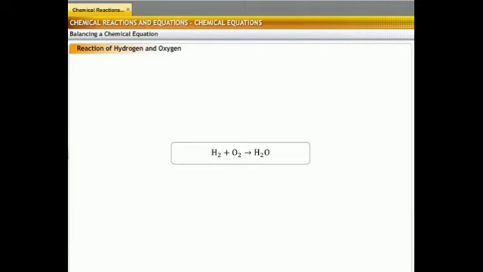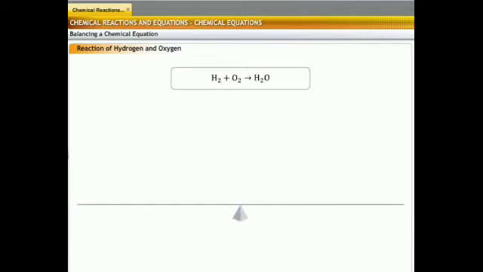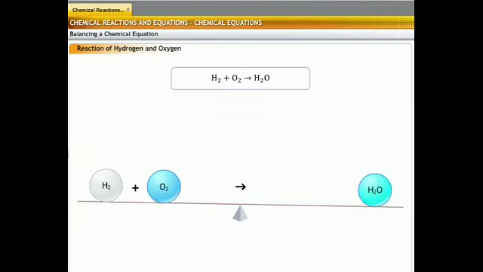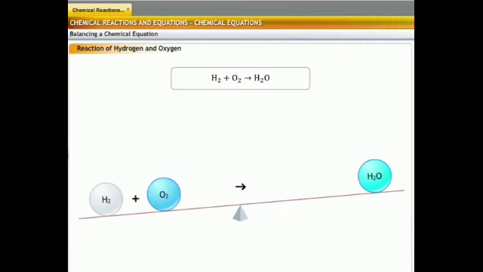Next example is the reaction of hydrogen and oxygen: H2 plus O2 is equal to H2O. In this reaction, the number of hydrogen atoms on the left side is 2 and on the right hand side also 2, but the number of oxygen atoms is 2 on the left side and on the right side it is only 1. It means this reaction is imbalanced. It is shown with the help of a diagram in this PPT.